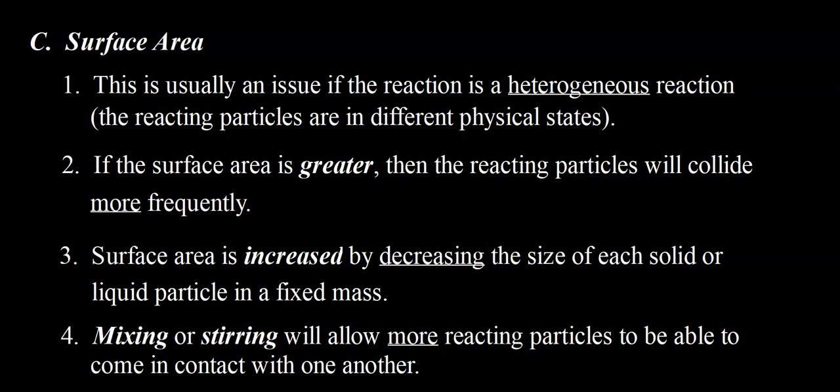So how do we increase the surface area of a solid or liquid? It says surface area is increased by decreasing the size of each solid or liquid particle in a fixed mass. So you take a chunk of some solid, break it up into smaller pieces. That's going to increase its surface area. So technically, we're talking about surface area to volume ratio. And so increasing the surface area will lead to more collisions.